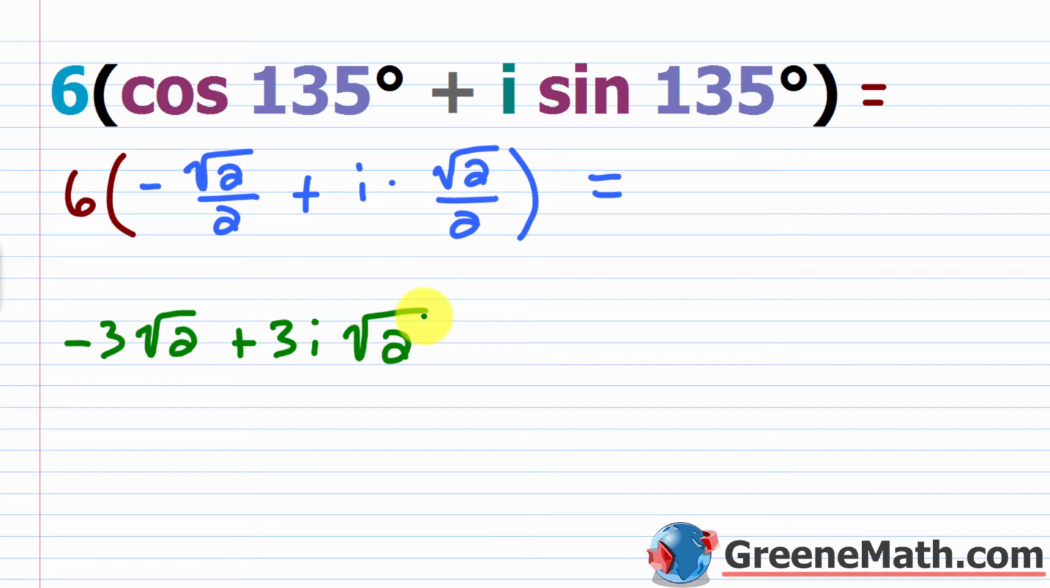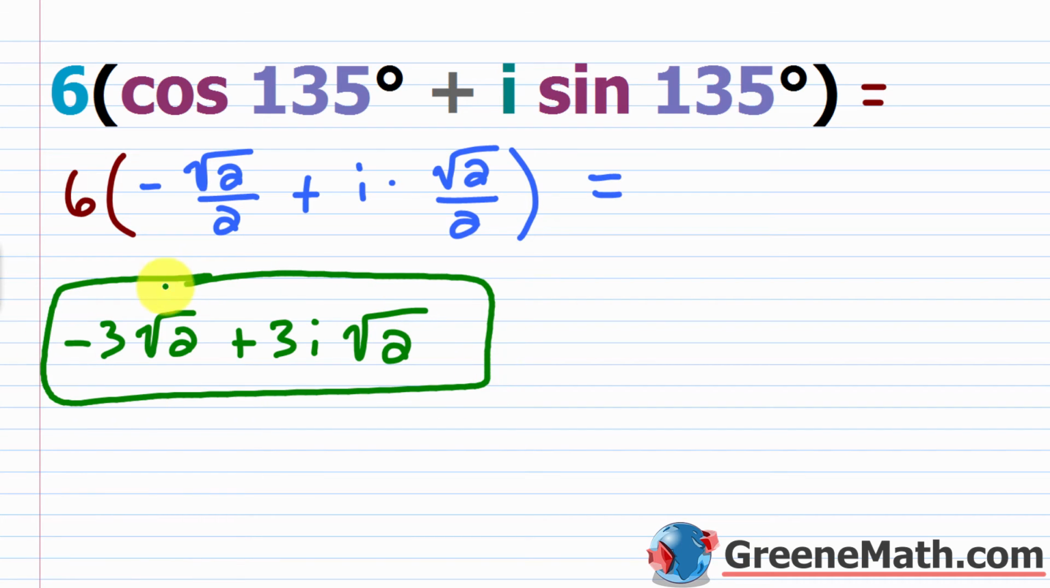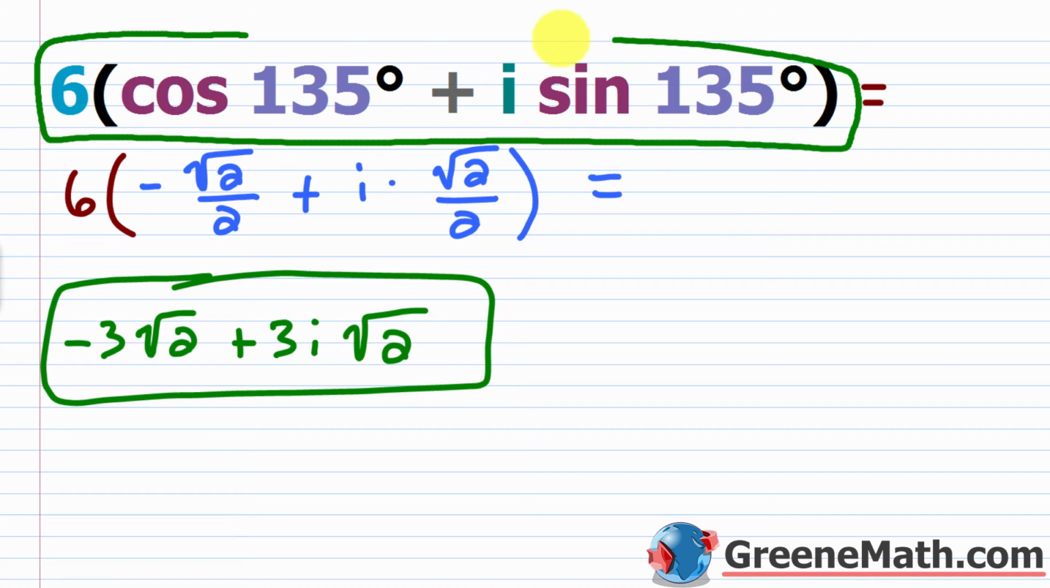Okay, so the rectangular form here, or again the standard form, is negative 3 times square root of 2 plus 3I times square root of 2. And then again, your polar form, or the trigonometric form, is going to be 6 times this quantity, cosine of 135 degrees, plus I times sine of 135 degrees.